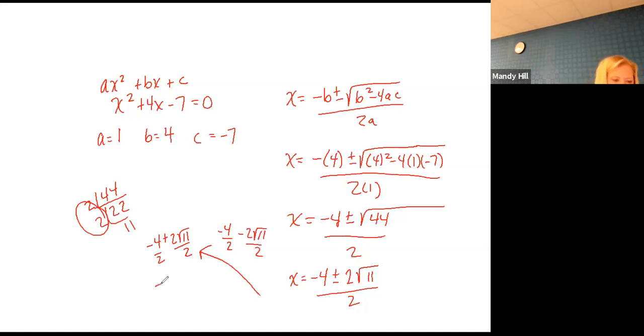So -4 divided by 2 is -2. These 2's would cancel out, so we would have plus the square root of 11 over here. So that's one of my answers. -4 divided by 2 is -2. These 2's cancel out and it will be minus the square root of 11. So this and this would be my answer as to where it crosses the x-axis if I solve it.